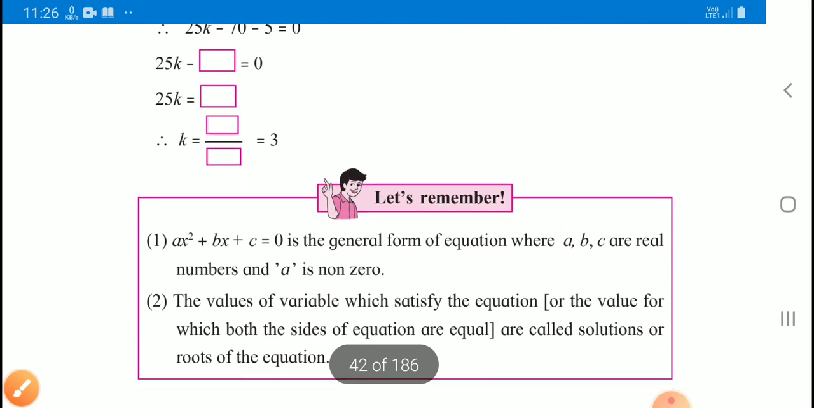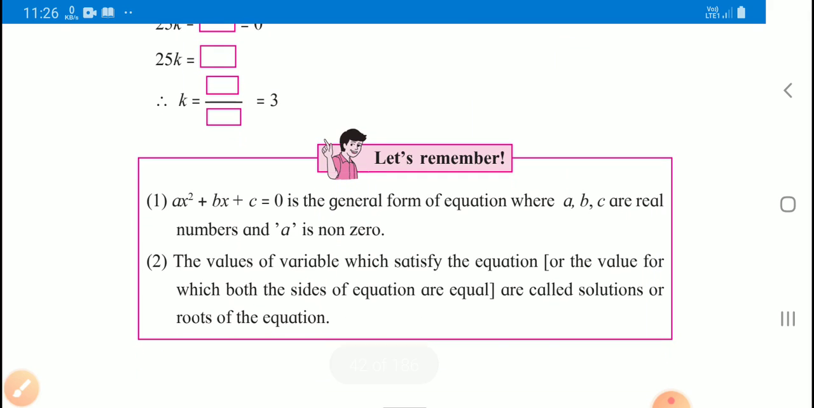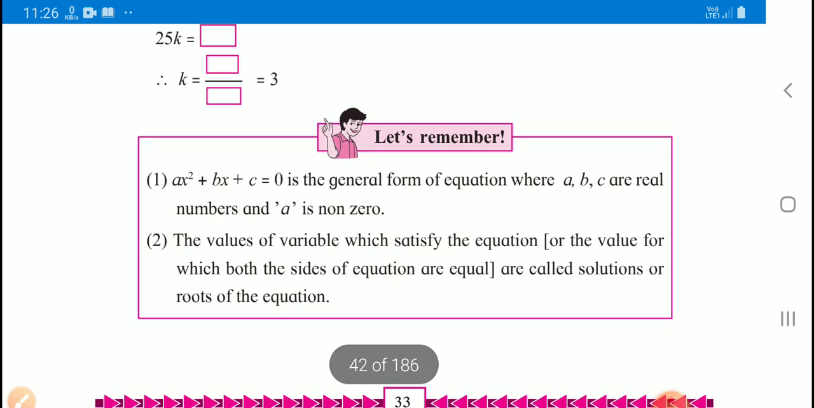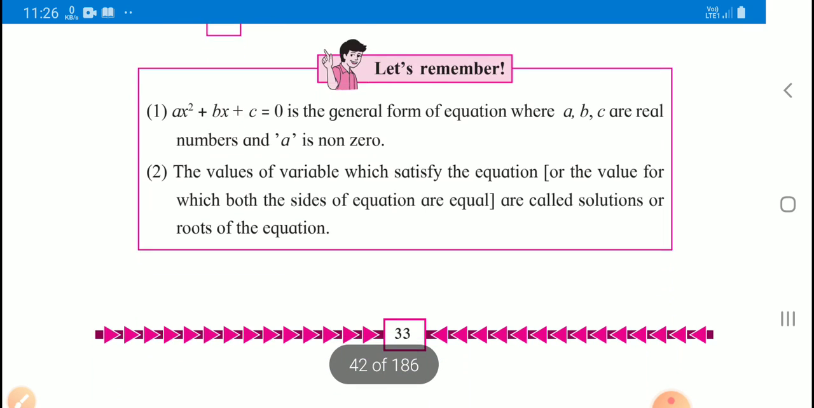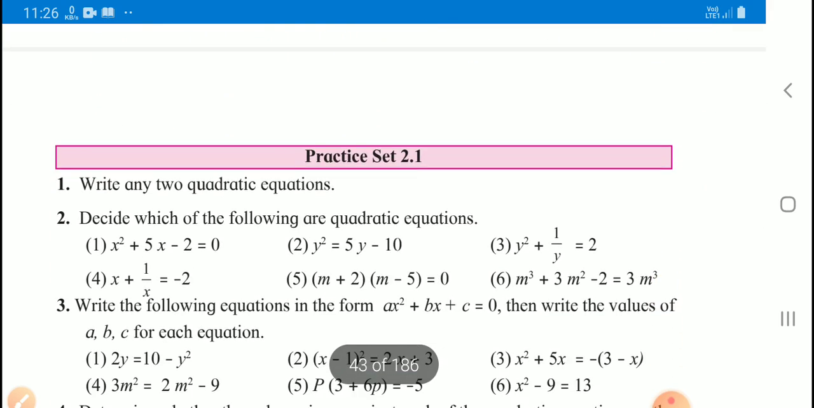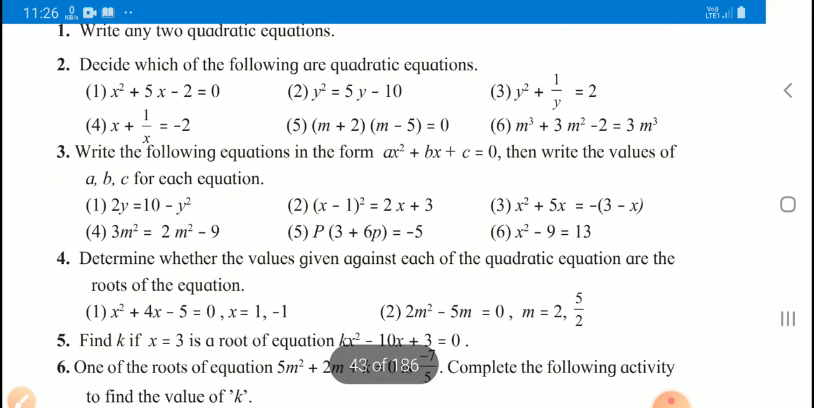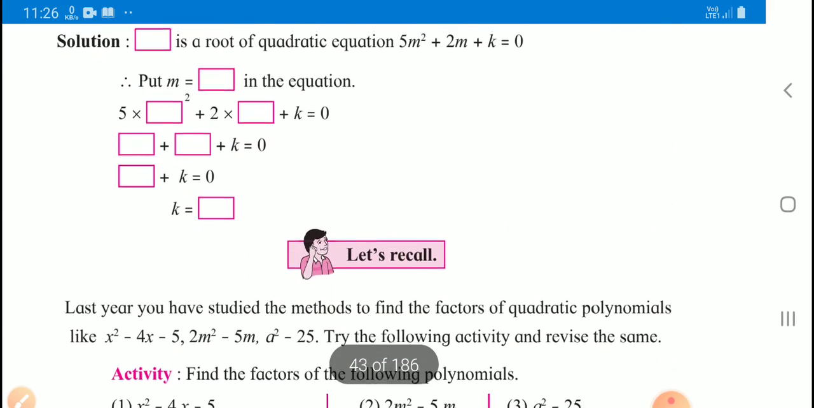Now let us remember: ax square plus bx plus c equal to 0 is the general form of the equation where a, b, c are real numbers and a is non-zero. Second, the values of the variable which satisfy the equation, or the values for which both sides of the equation are equal, are called solutions or roots of the equation. Keep this in mind, and by using this explanation you have to solve practice set 2.1 in your notebook.